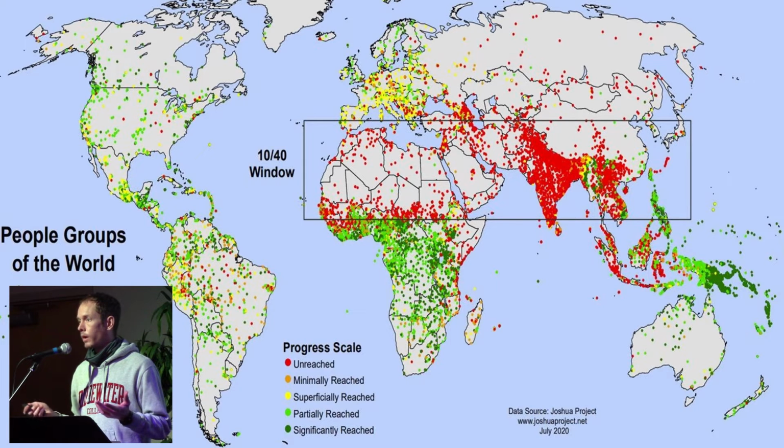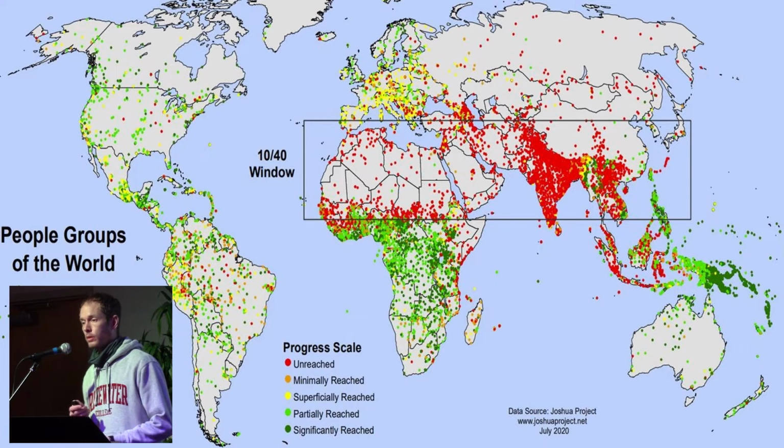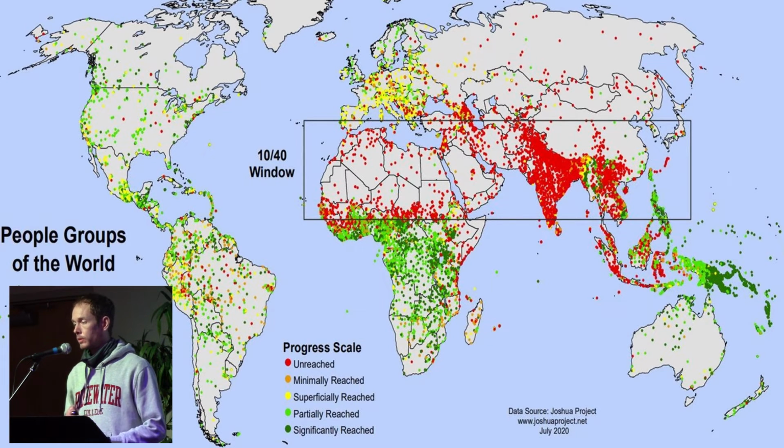So why are there more unreached people groups in those areas? Well, because it's hard. That's why. It's the most difficult areas to get into, and the most difficult peoples to reach with the gospel. But that means that we just need to get busy, right? We need to get busy as Christians, and we need to get into these areas and reach these people.